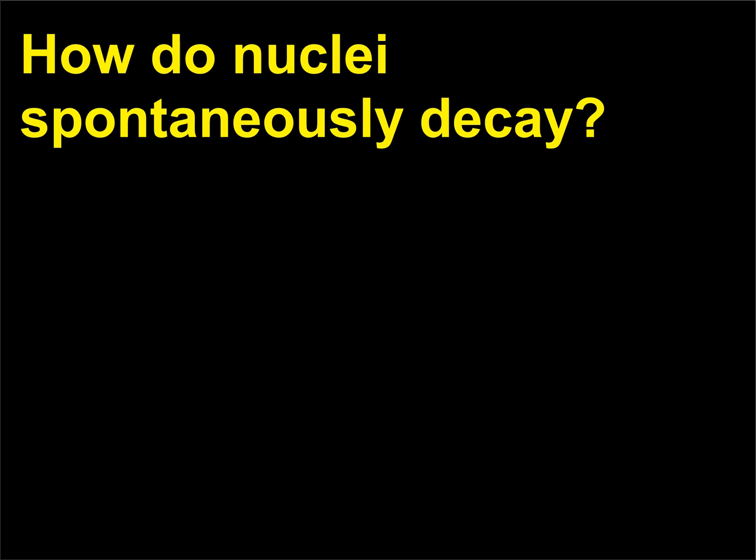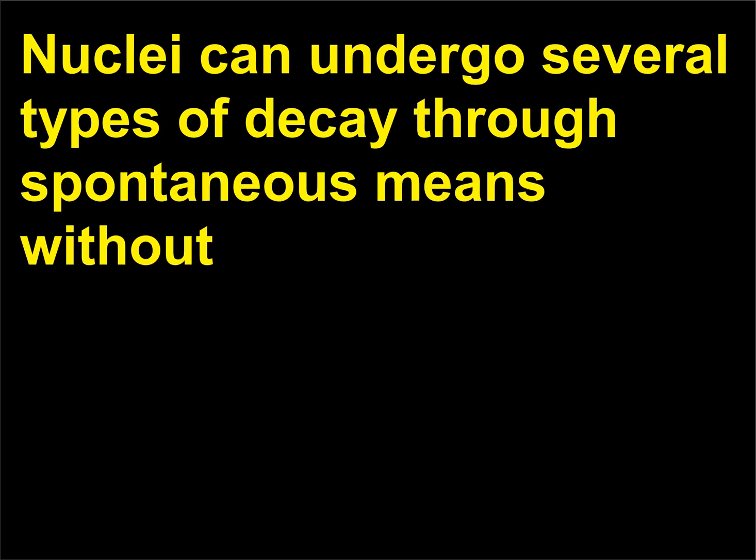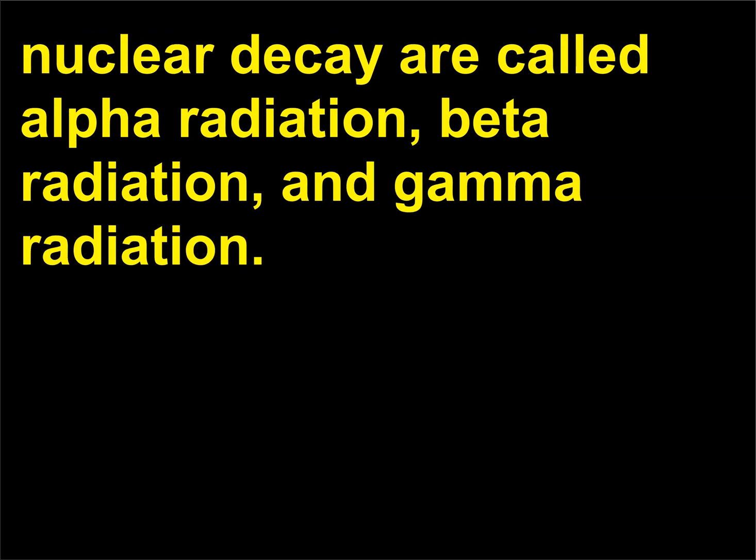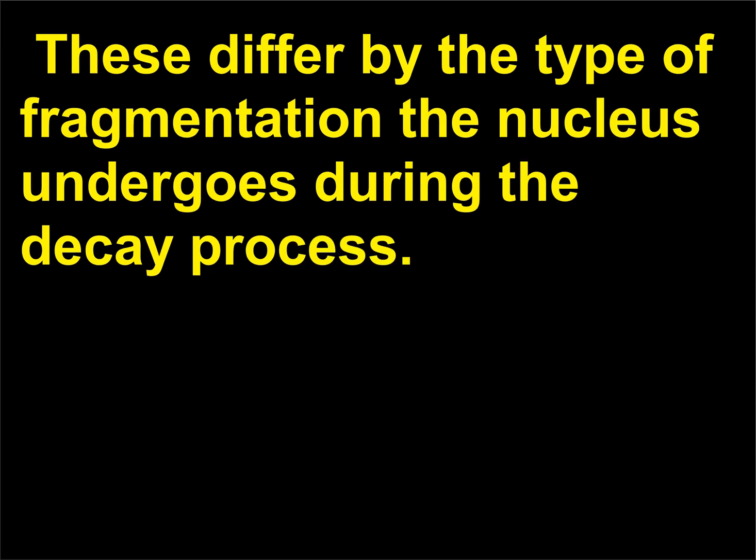How do nuclei spontaneously decay? Nuclei can undergo several types of decay through spontaneous means without colliding or interacting with nuclei of other atoms. The most common types of nuclear decay are called alpha radiation, beta radiation, and gamma radiation. These differ by the type of fragmentation the nucleus undergoes during the decay process.